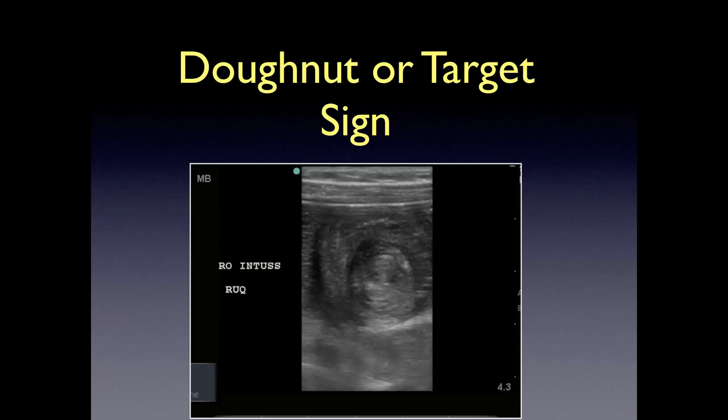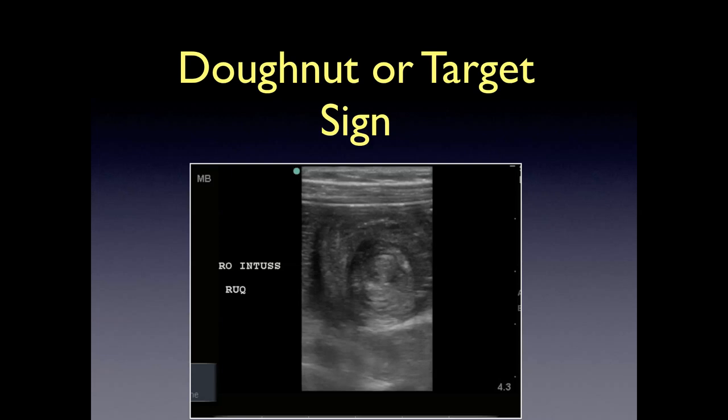What we're looking for on the ultrasound is what is known as a donut or target sign. Essentially, you're looking for a complex mass with alternating concentric hypoechoic and hyperechoic areas corresponding to layers of invaginated bowel in a cross-section.